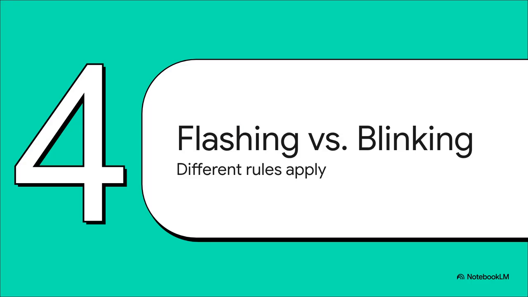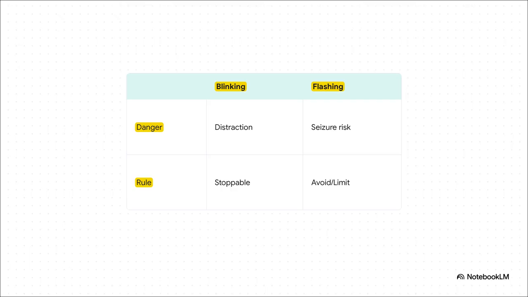This brings us to a super common point of confusion. What's the real difference between flashing and blinking? They might seem like the same thing, but in the world of accessibility, they have very different rules. Okay, so here's the bottom line. Blinking is all about distraction. Its only purpose is to draw your attention. That's why the rule for it is pretty simple. The user has to be able to stop it. Flashing, on the other hand, is about physical harm, that real risk of a seizure. And that's why the rule is so much stricter. You have to avoid or limit it from the very beginning.